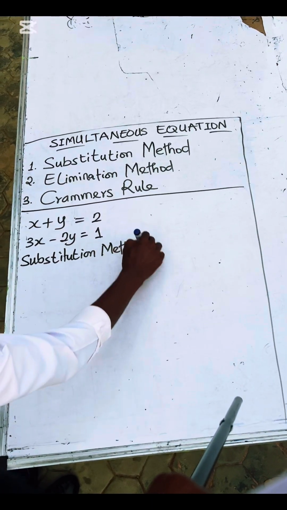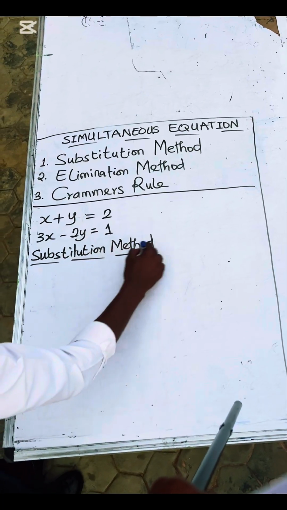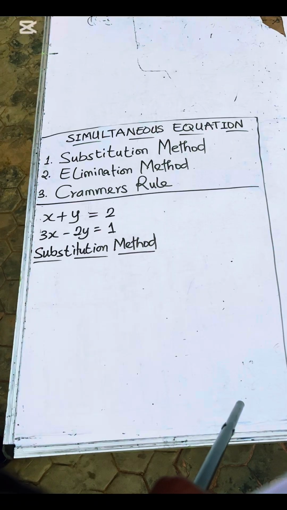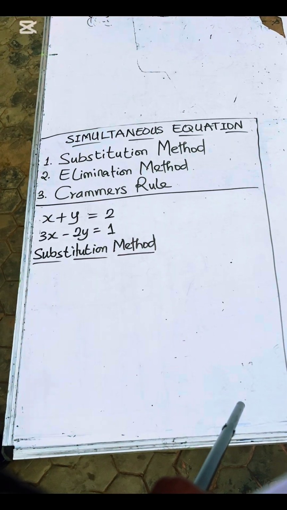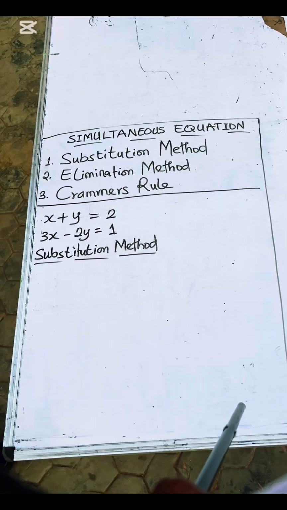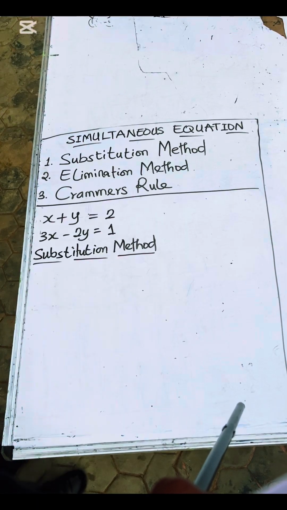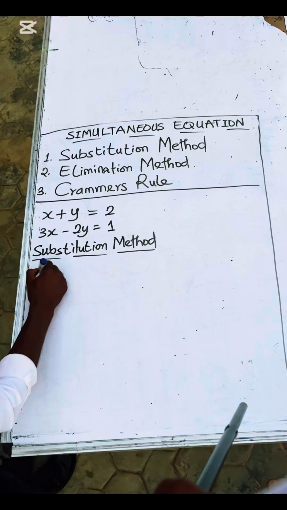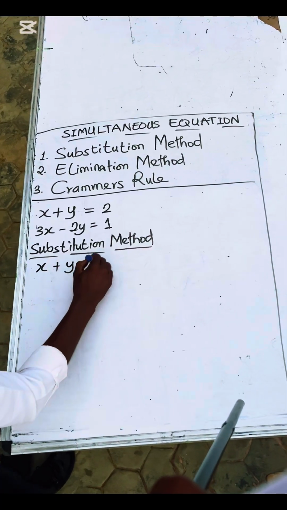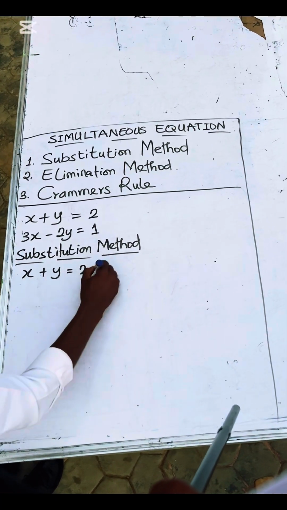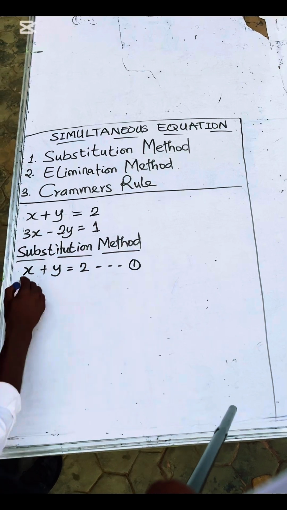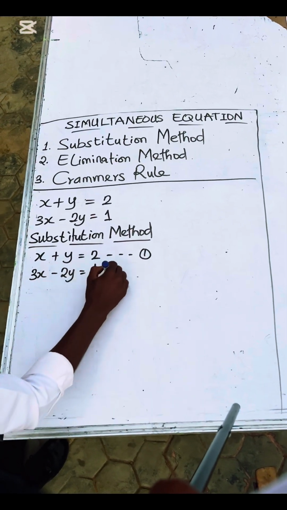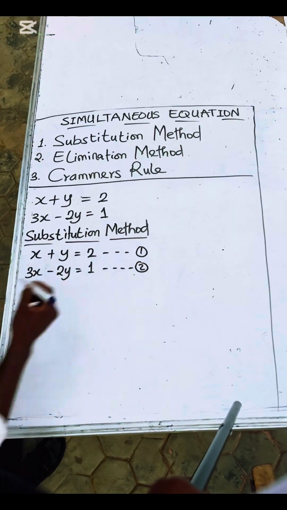Now, in simultaneous equations, we want to solve for two variables, x and y, simultaneously. That is, as we are solving for x, we are also solving for y. That is what simultaneous equation means. Now, for my substitution method, x plus y is equal to 2 is my equation 1, and 3x minus 2y is equal to 1 is my equation 2.